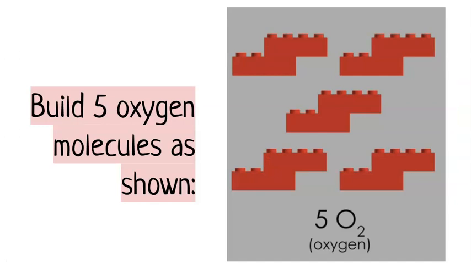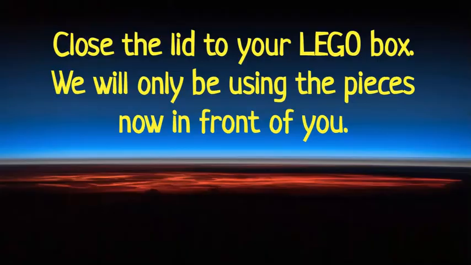So let's build some oxygen, and with the Legos, we're going to use the red ones, and I'm going to ask you to build 5 oxygen molecules. So you're going to stick 5 pairs of oxygens together. And at this point, you need to close the lid of your Lego box, or whatever you're using, because we're not going to use or put away any. These are our molecules. So put the Lego box aside.